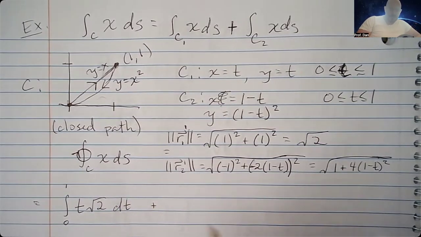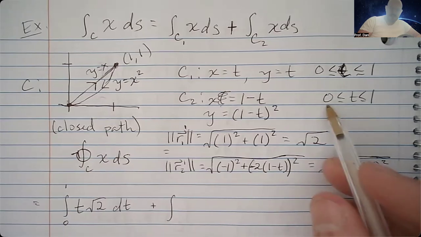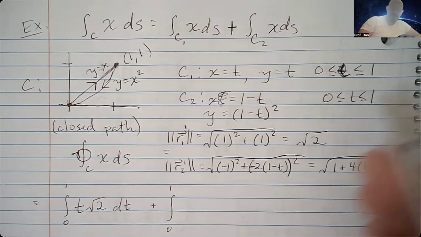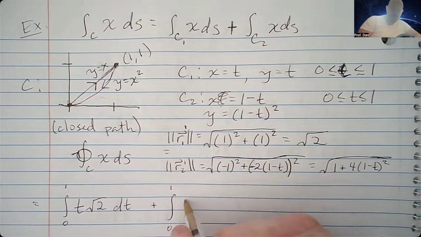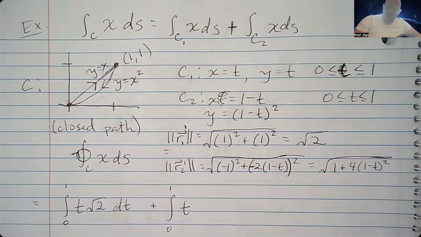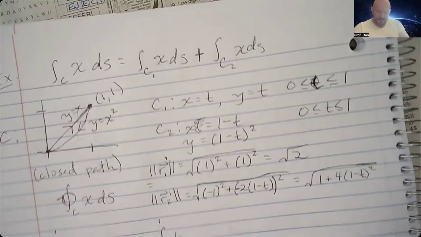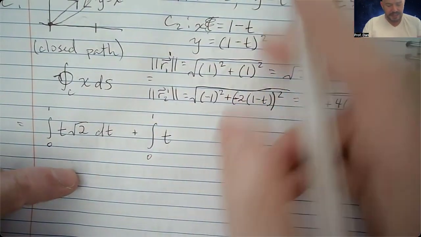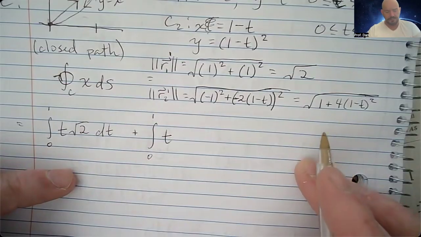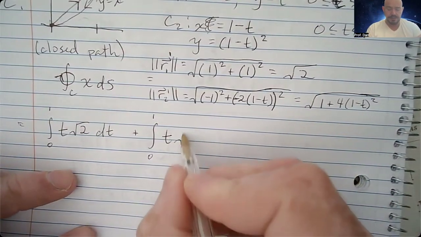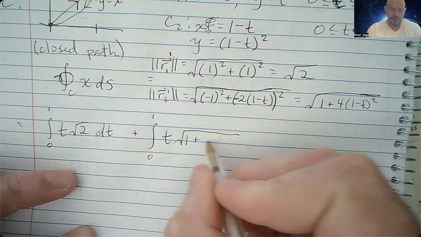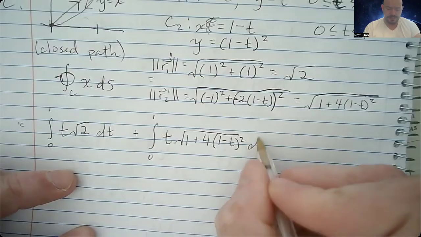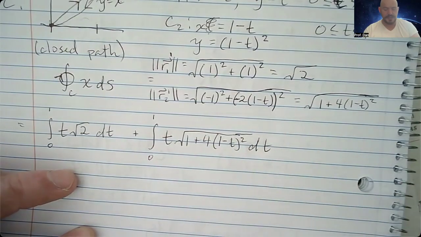Then to get the second one, we're going to have our same bounds because t still ranged from 0 to 1. We're going to replace x with what we had in our parametric equation, so t. And then we're going to replace ds with the magnitude of r prime dt. So that's the square root of 1 plus 4 times 1 minus t squared dt.